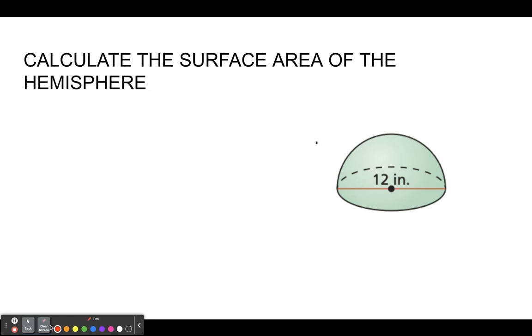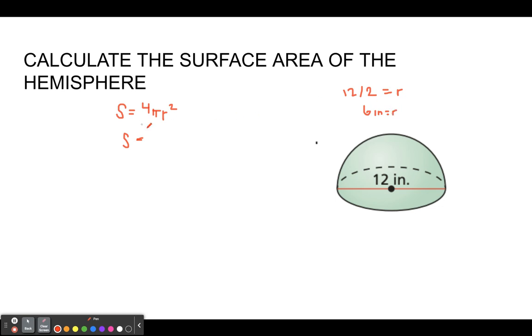Keeping in mind, hemisphere means we're only going to be talking about half of our sphere. And then surface area, we have the equation 4 pi r squared. In the equation, that means that we need to know what our radius is. We are given 12 inches as the diameter of the sphere. So that means if 12 inches is my diameter, I'm going to divide that by 2 to get my radius. So my radius is going to be 6 inches.